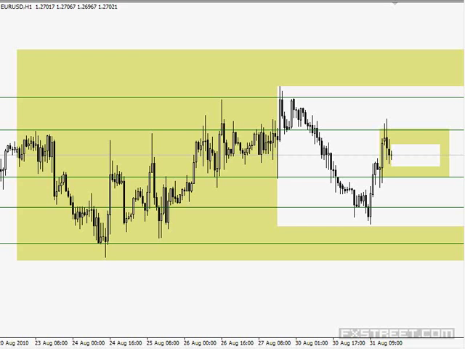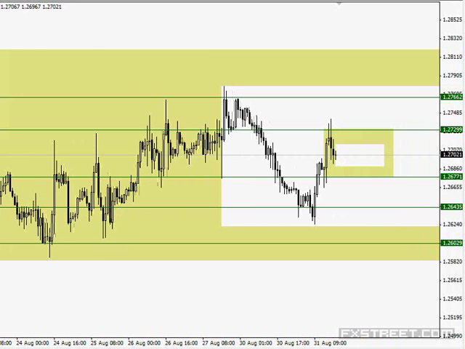So if you're going to choose something like a close back inside the box, you're going to choose a pair that is more likely to simply retrace and tap a level of support and resistance and bounce away than it is to come back to the middle of old zones, bounce around, and then bounce away. So just know your pair.